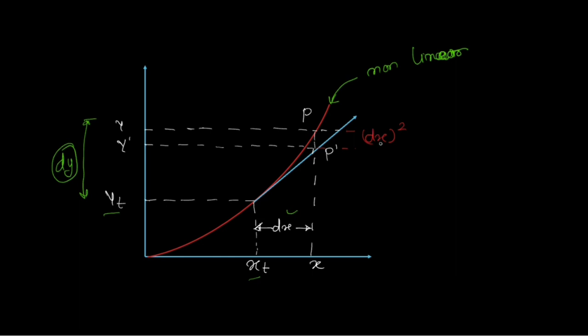So what we are doing here by neglecting the second term dx square is, rather than evaluating this nonlinear function at point p, we are evaluating it at a point p dash, which is located on the tangent at the true value point t. That p dash is located on this tangent. The difference between y and y dash is the dx square. Generally this dx square is a very negligible term, so we neglect it.